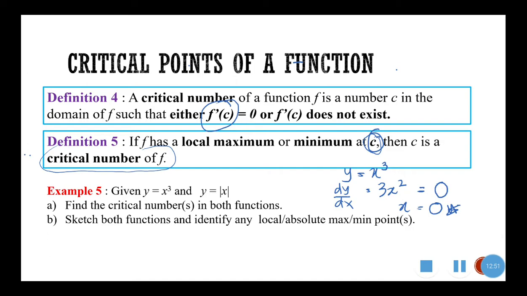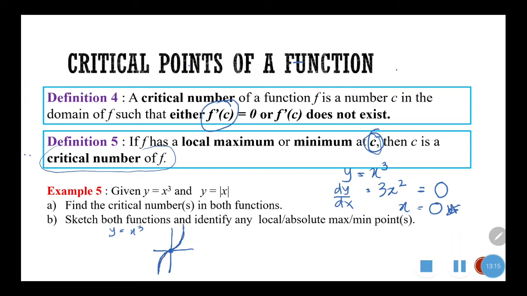Okay, and then the question asks, okay, maknanya ada satu je lah tu, x equals to 0. And the question asks you to sketch both functions and identify any local or absolute maximum minimum. Okay, saya rasa yang ni you memang of course tahu kot. y equals to x cube. Macam mana graph dia? Okay, the graph looks something like this. Betul tak? This is y equals to x cube.